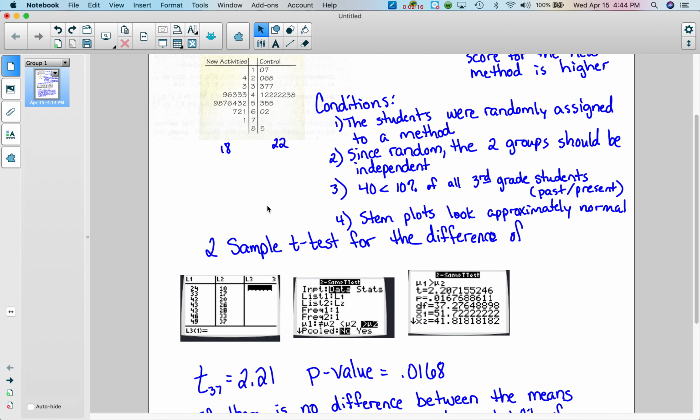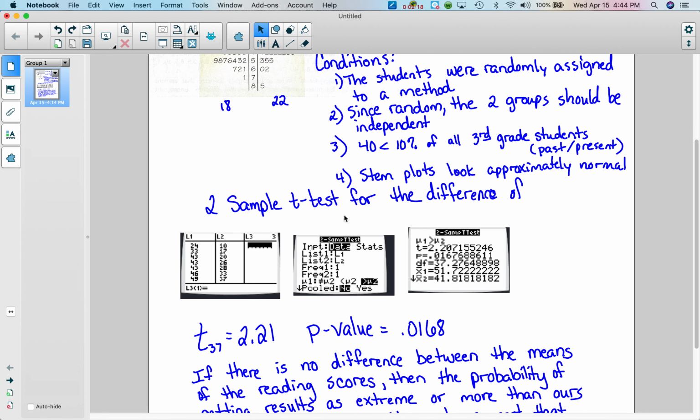Once the conditions have been met, you name your test. Oh, look what I forgot here. Let's fix this. The two sample t-test for the difference of the means. That would be important. So that's the test. It's a long name. We've got a lot of different tests now. So you need to make sure that you don't just call it a t-test, because we have other t-tests. It's a two sample t-test for the difference of the means. So make sure you're specific.